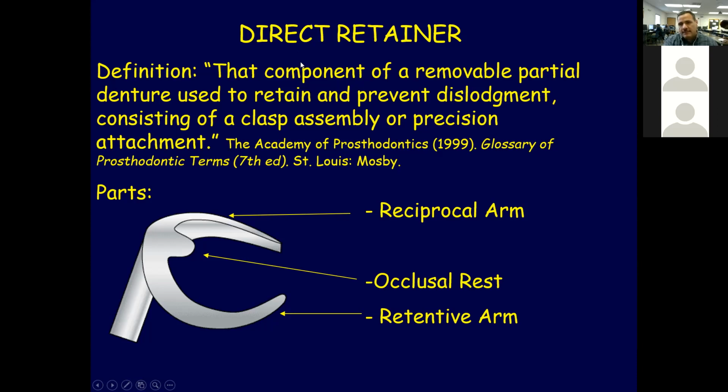Direct retainer. It's the clasp in general, but it comes with components. It's like a unit of clasp. So this is a clasp assembly. There's a rest here to suspend the partial denture. The rest will sit on the tooth. And there is a retentive arm. This is a retentive arm, just the tip of it is flexible, and there is a reciprocal arm.